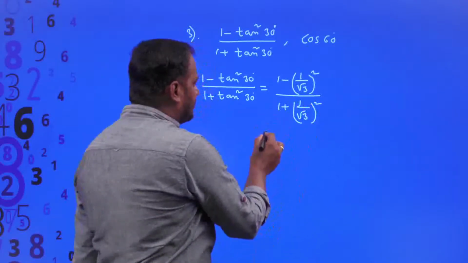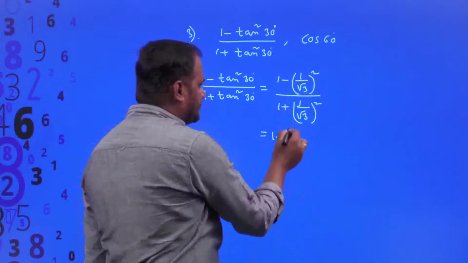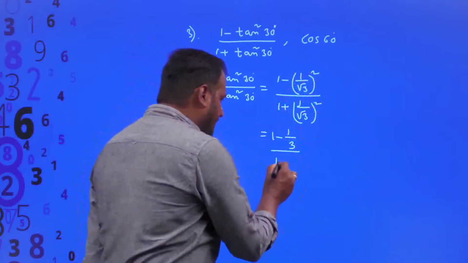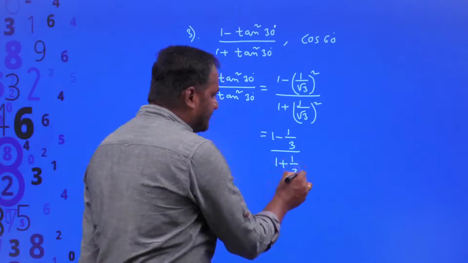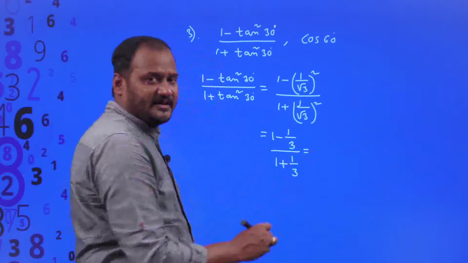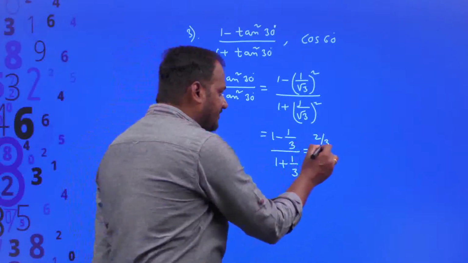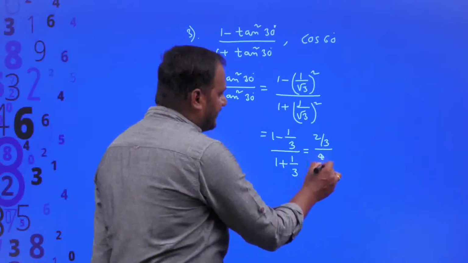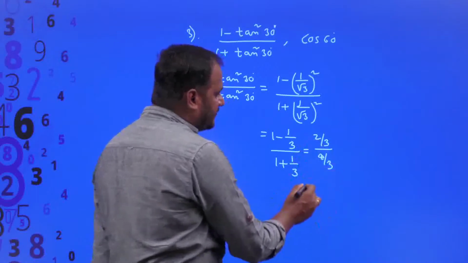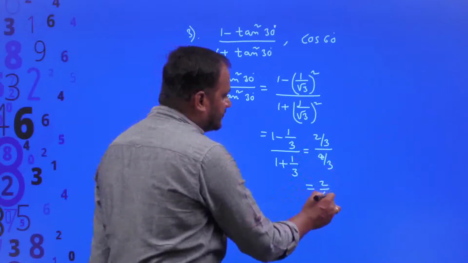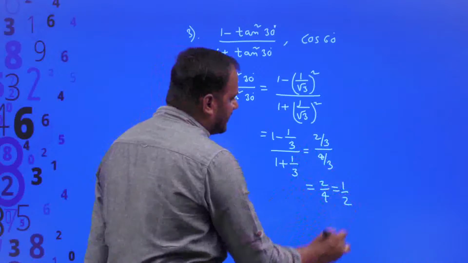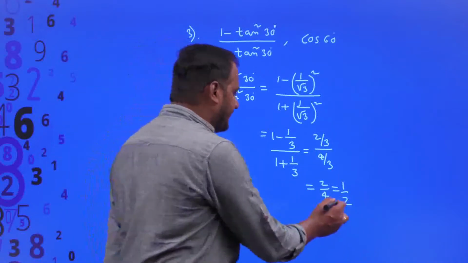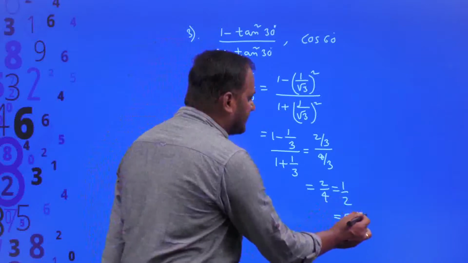Okay. So 1 minus 1 square, which is 1, root 3 whole square is 3, so 1 minus 1 by 3, divided by 1 plus 1 by 3. 1 minus 1 by 3 is going to be 2 by 3, divided by 1 plus 1 by 3, which is 4 by 3. Now 2 by 3 divided by 4 by 3 is 2 by 4, which is equal to 1 by 2. Is this 1 by 2 not the value of cos 60? Exactly. So that is equal to cos 60 degrees.